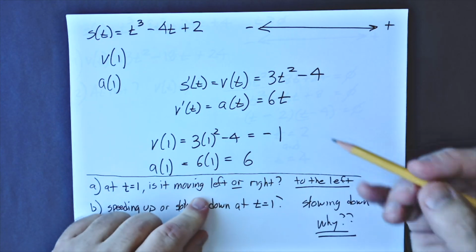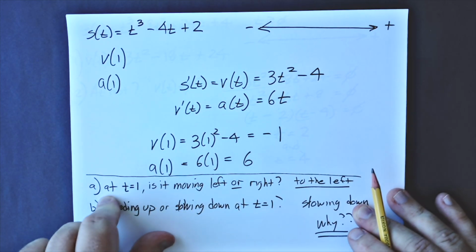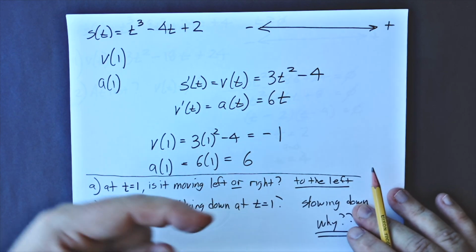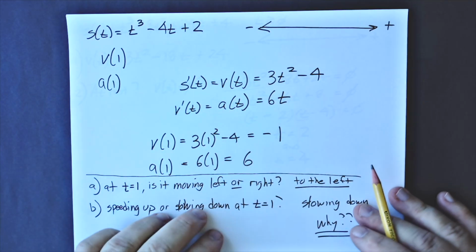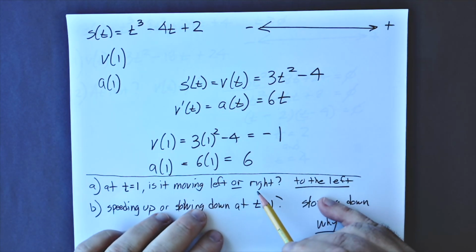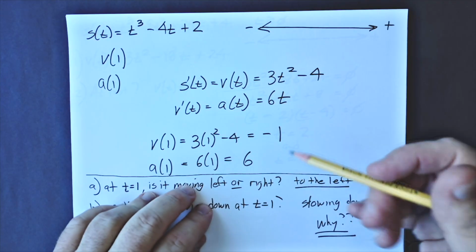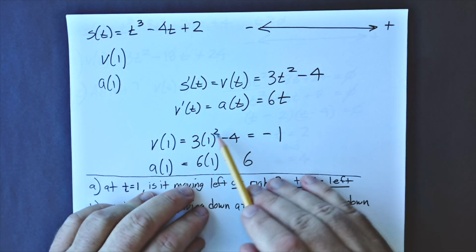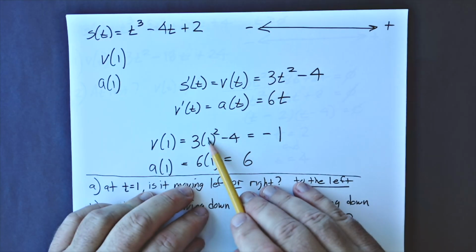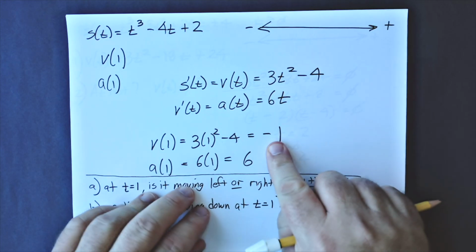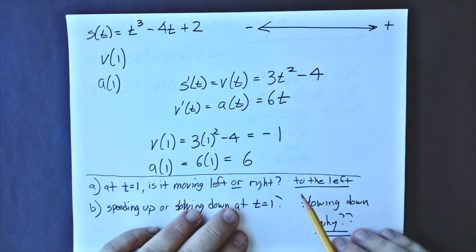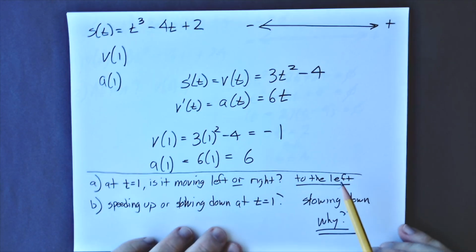The first question says at t equals 1, at 1 second, is the object moving left or right? Which way is it going? For this question, we're just going to plug t equals 1 into my velocity function and see which direction it's going. So I plug in 1, and I get 3 times 1 is 3, minus 4 is negative 1. Negative velocity means it's moving to the left. I wrote that down right here. It's moving to the left.